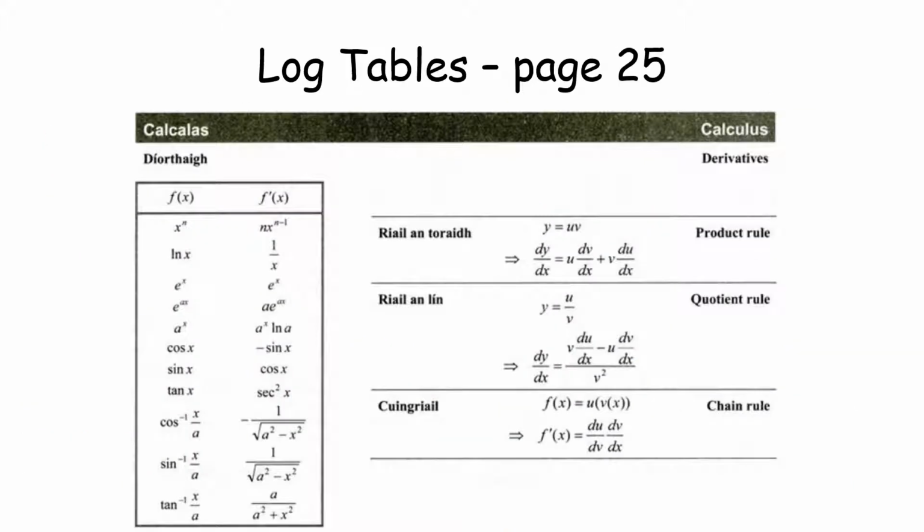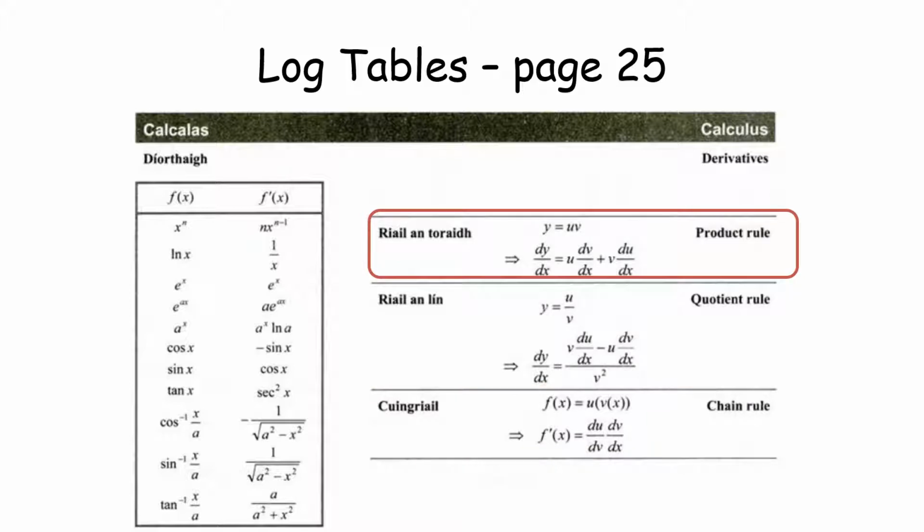So I'm back on my log tables, page 25, and the reason I'm back here is because we're going to look at some other rules now. So we're going to look at the product rule, the quotient rule, and the chain rule. So first one we're going to look at is this product rule.